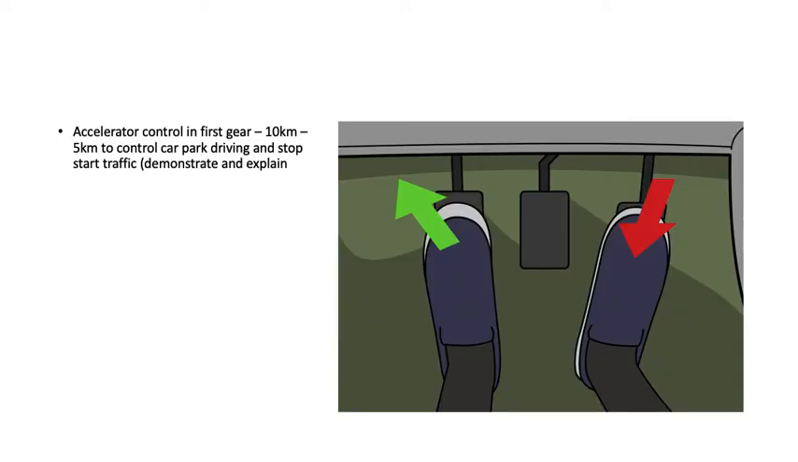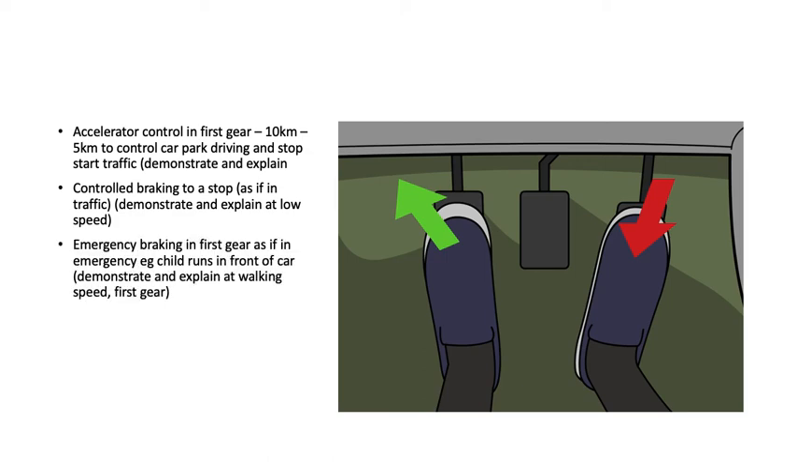Then we've got the accelerator control in first gear, 10 kilometers, 5 kilometers, to control car park driving, and stop-start. Controlled braking to a stop, as if in traffic, demonstrate and explain at low speed. And then, even still at low speed, emergency braking in first gear, just to demonstrate if a child runs out what we'll do.